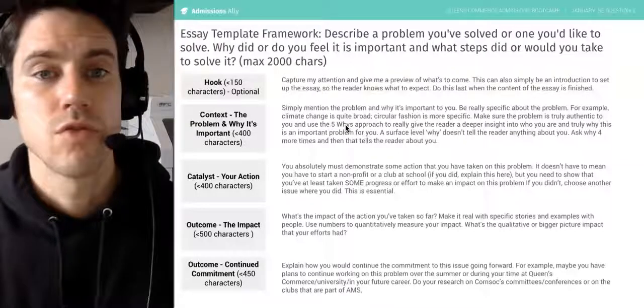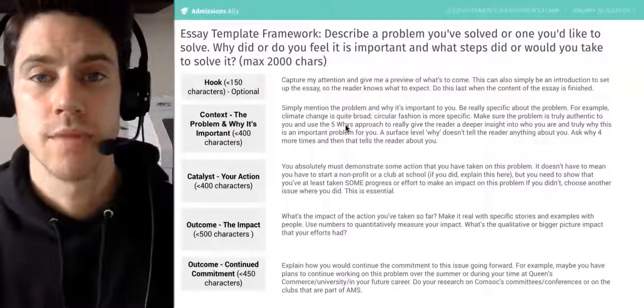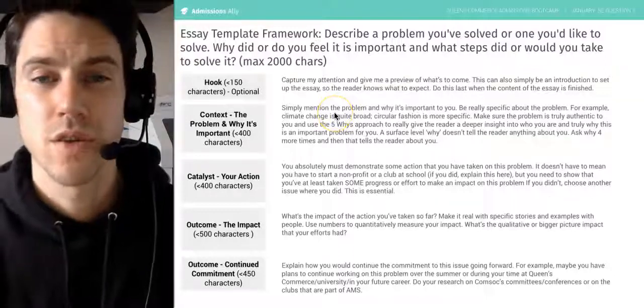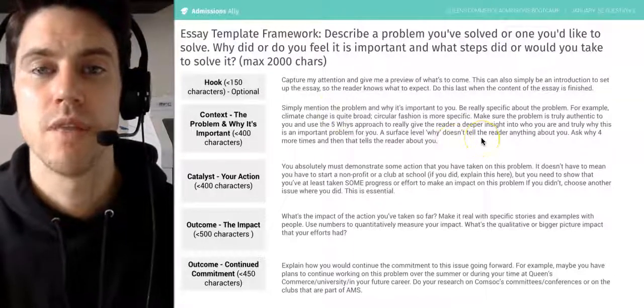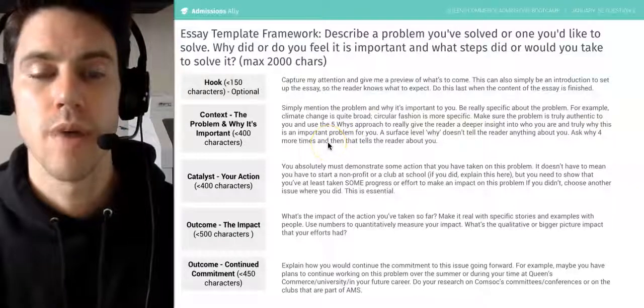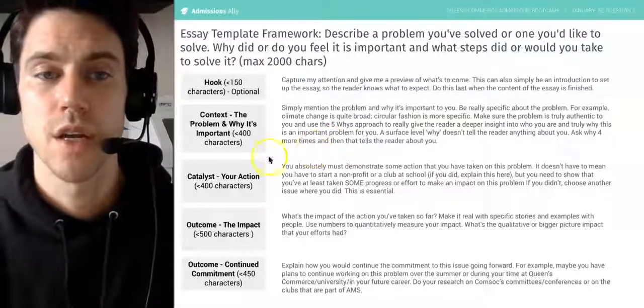Why? Again, try to go why as many times as you can. If you get to the 5, that's great, and that's where you get to a deep, deep level insight that the reader can tell more about you, and your answer is going to be more differentiated.